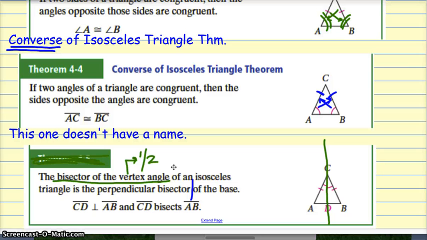Perpendicular bisector means that it's going to be perpendicular, meaning it's creating 90-degree angles. And it also means that it's cutting not only this vertex angle, but also that bottom segment down there. So if CD is an angle bisector of the vertex, and if you happen to be working with an isosceles, then it's the perpendicular bisector of the base.